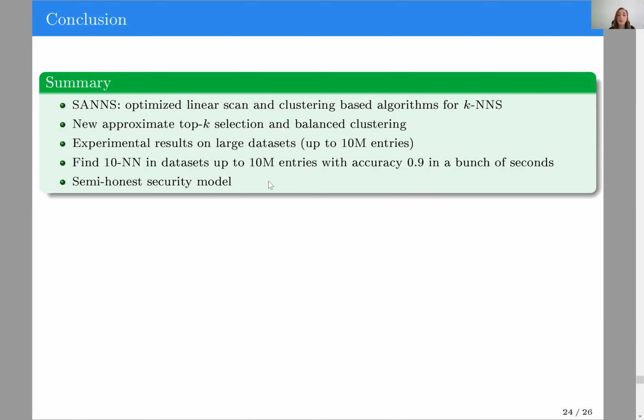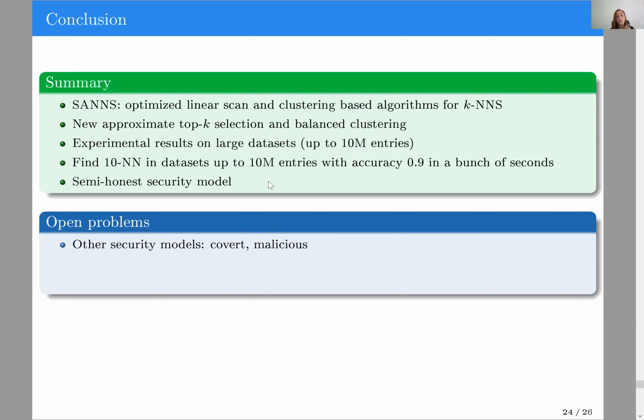We show experimental results with databases up to 10 million entries, and our experiments prove that we are able to achieve 10 nearest neighbors with 0.9 accuracy in a time measurable in seconds. And as I said at the beginning, our solution is in the semi-honest security model. So this last point of the summary brings me to the first open problem.